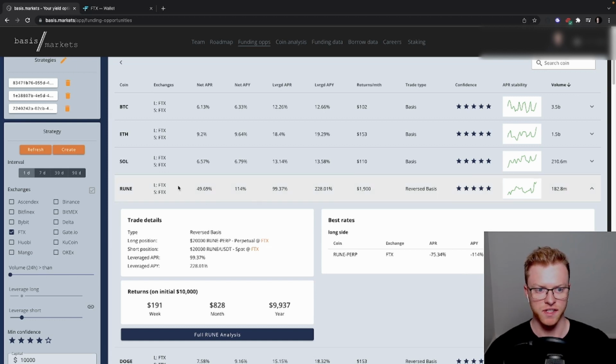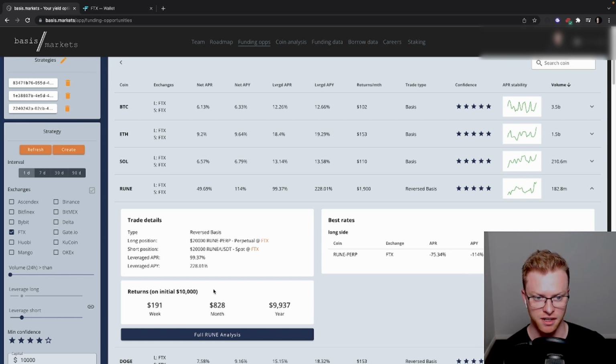Okay, so what you see on top here is the unleveraged APR, so 49.69%. APY is 114% without leverage. And then at 2x leverage, that jumps up to 99.37% leveraged APR, and then a 228% leveraged APY. And that's what you see translated down here. So when we double the leverage, we go 2x, we get 20,000 on the perp and 20,000 on the spot products. And that gives us the leveraged APRs you see here.